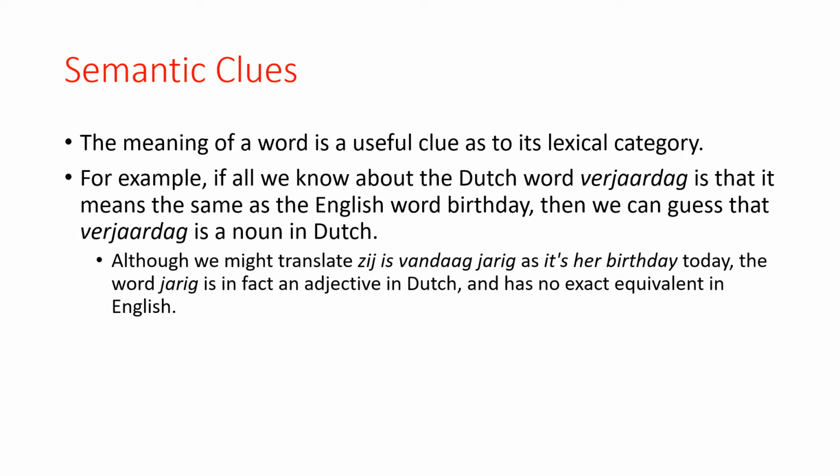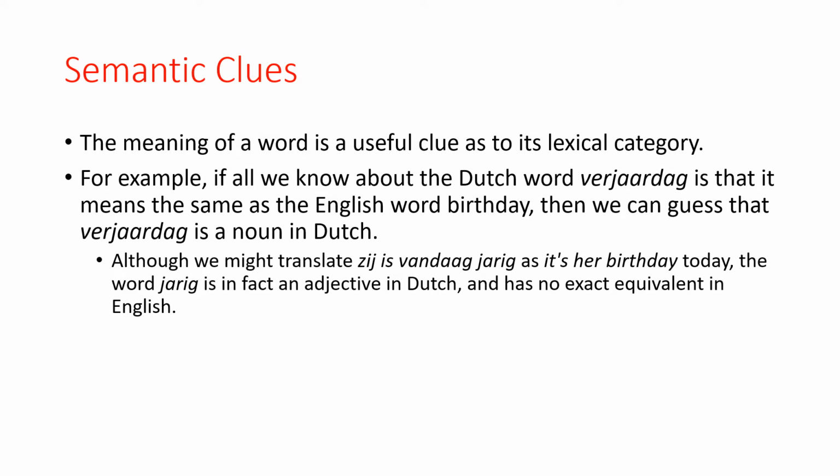The meaning of a word is a useful clue as to its lexical category. For example, the best known definition of a noun is semantic: the name of a person, place, or thing. Within modern linguistics, semantic criteria for word classes are treated with suspicion, mainly because they are hard to formalize. Nevertheless, semantic criteria underpin many of our intuitions about word classes and enable us to make a good guess about the categorization of words in languages that we are unfamiliar with.